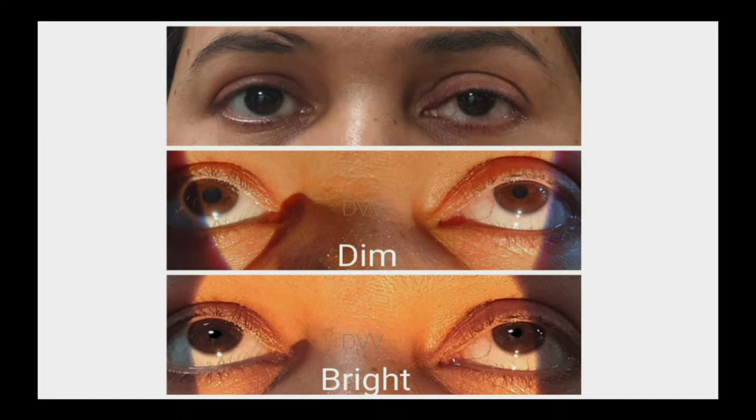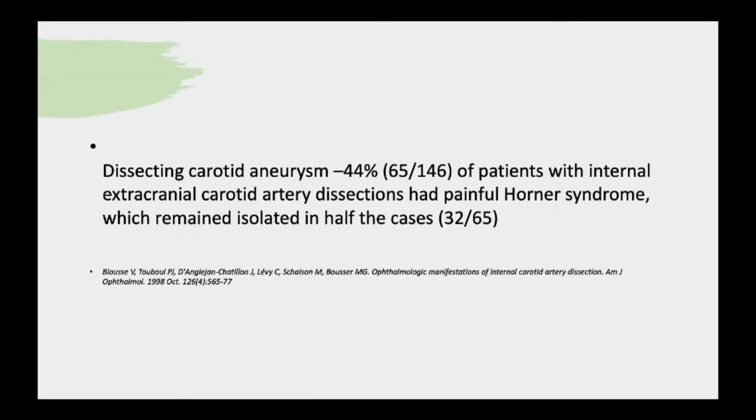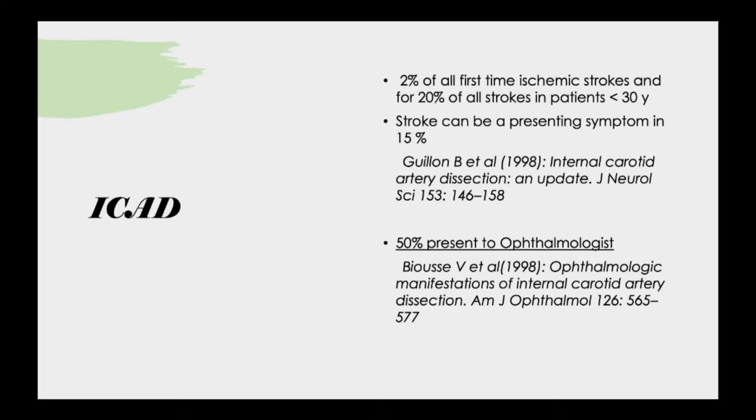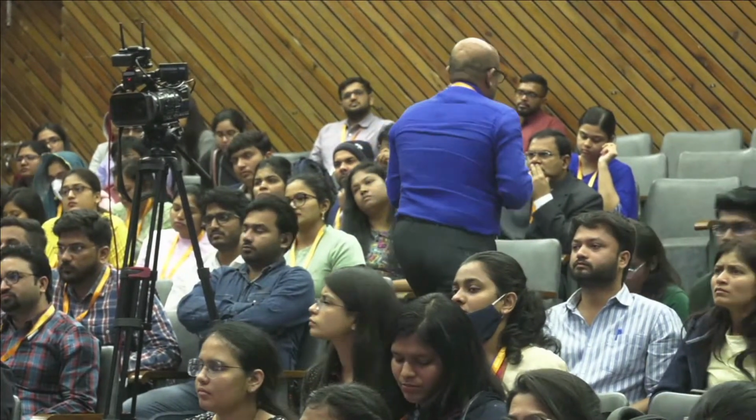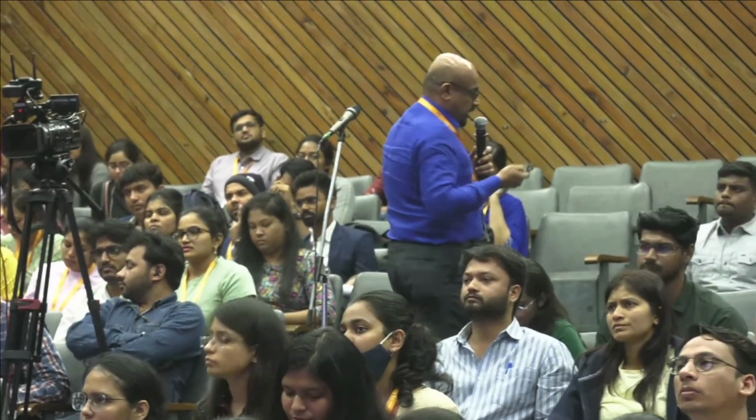Now, why is painful Horner's an emergency? Because of dissecting carotid aneurysm. Last line, it can remain isolated in half of the patients. One more important point: look at this, 50% of these can present to an ophthalmologist. Now, this can be fatal. Dissecting carotid aneurysm can lead to stroke or MI. So if you see this, it's a medical emergency.